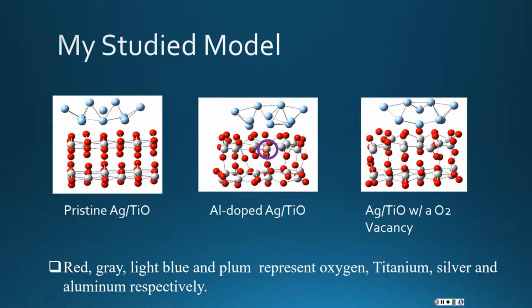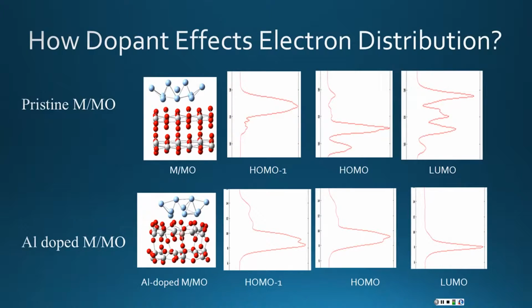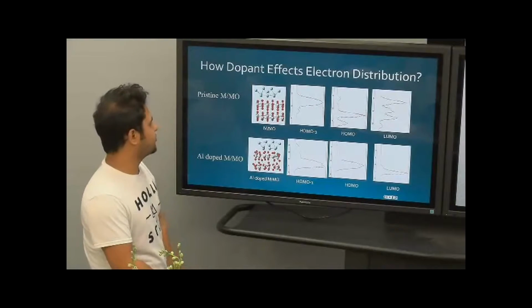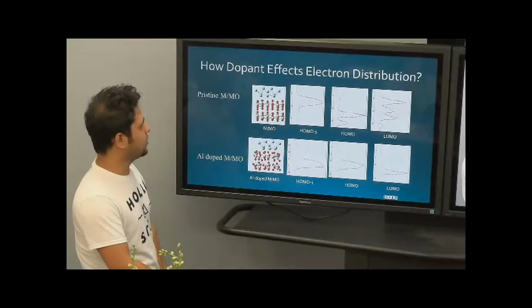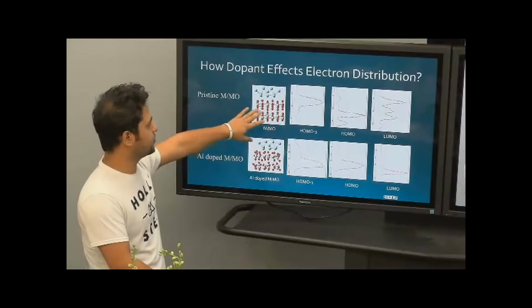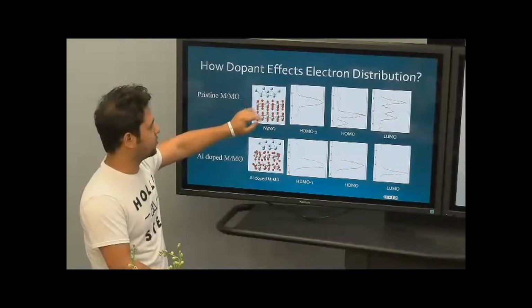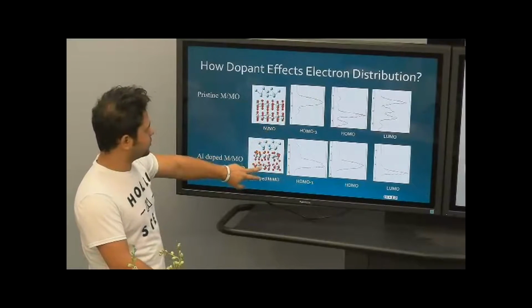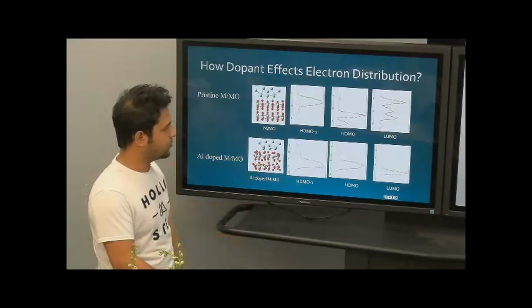I also studied the oxygen vacancy and how it changes the conductivity, but I didn't complete work on that system, so I just worked on these two. The first one gives us a 2D presentation of the orbitals, showing how the electron is localized, in which layer, the metal oxide layer or the metal layer. This one shows the pristine system, and this one shows the aluminum-doped one.